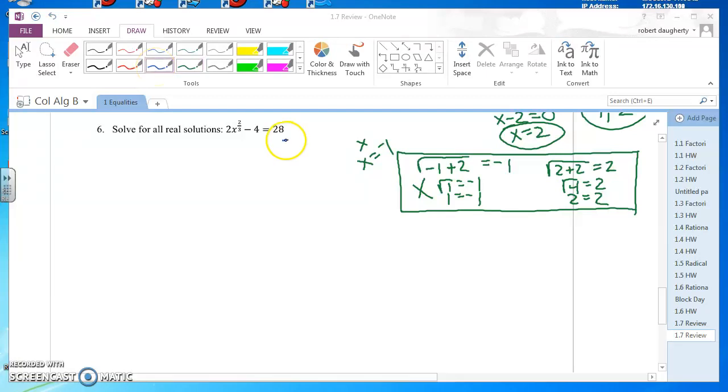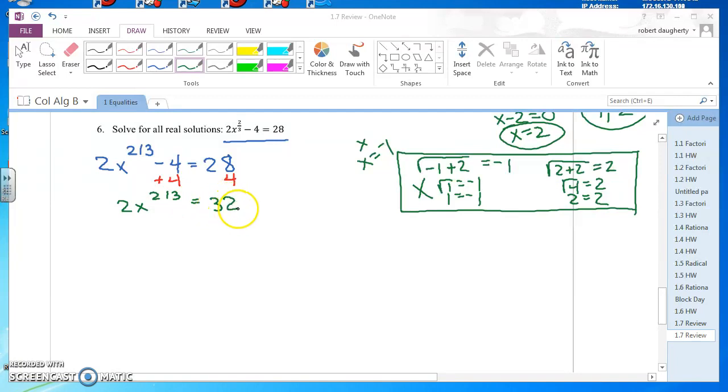Number 6, this is an equation that has rational exponents. So my procedure is to isolate the term with the exponent. So I've got 2x to the 2/3 minus 4 equals 28. The first thing I want to do is add 4 to both sides, and then I come up with 2x to the 2/3 equals 32.